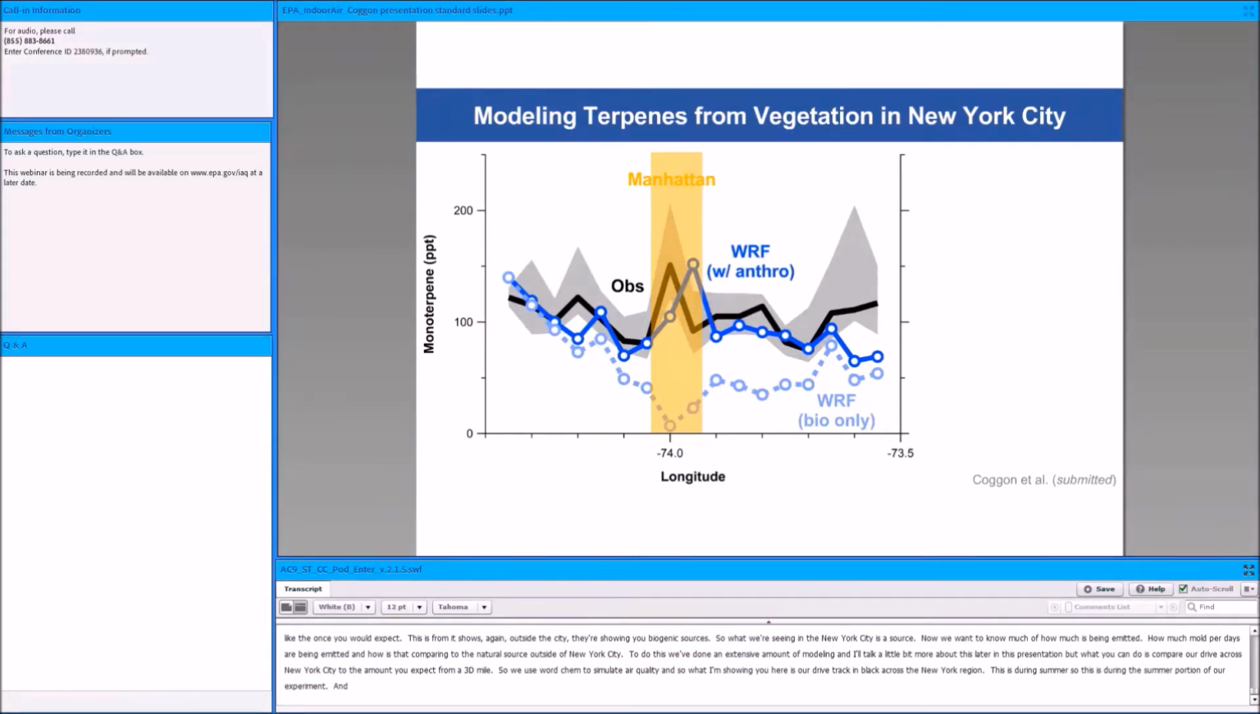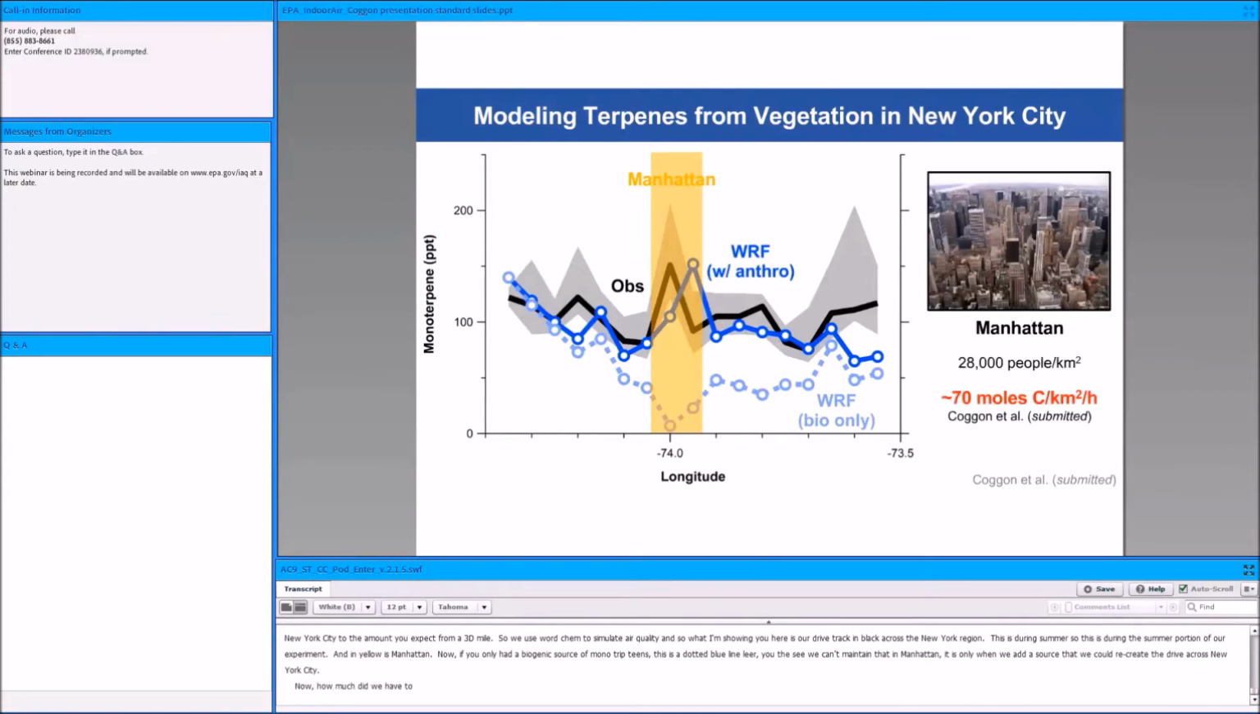Now in WRF-Chem, if you only had a biogenic source of monoterpenes, that's this dotted blue line here, you can see that we can't recreate the observed monoterpene concentrations in Manhattan. It's only when we add an anthropogenic source that scales with population density that we can actually recreate the drive across New York City. Now, how much did we have to add? How many monoterpenes did we put into this model? Well, if you were to integrate the total monoterpene flux across Manhattan, you'd find that we had to add about 70 moles of carbon per square kilometer per hour in order to recreate this profile.